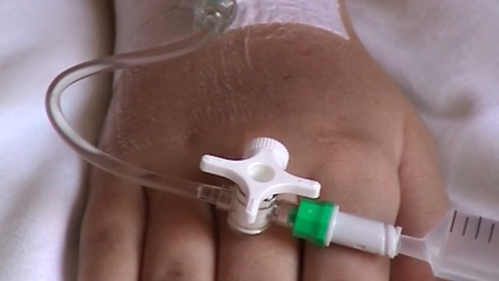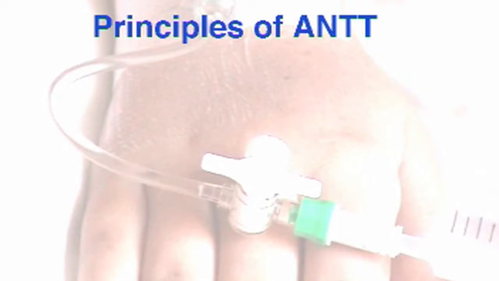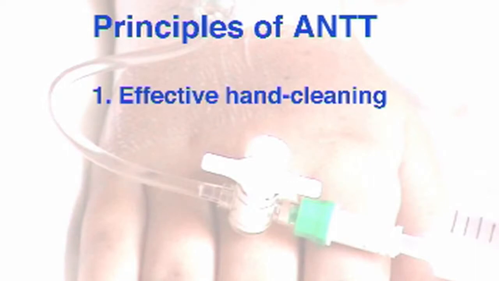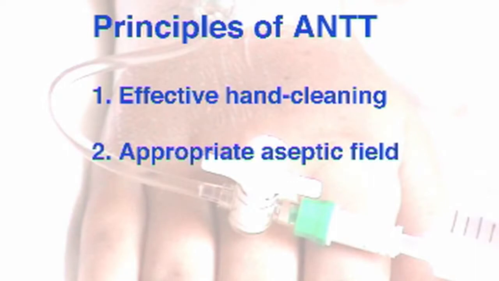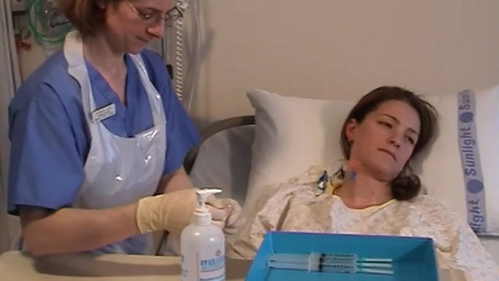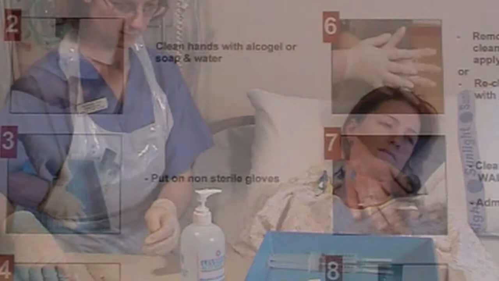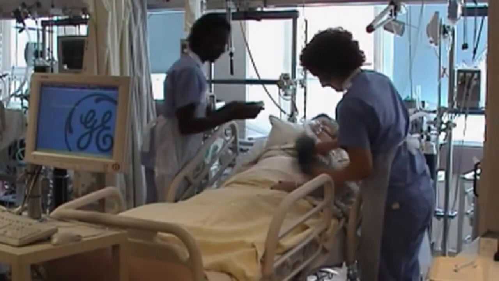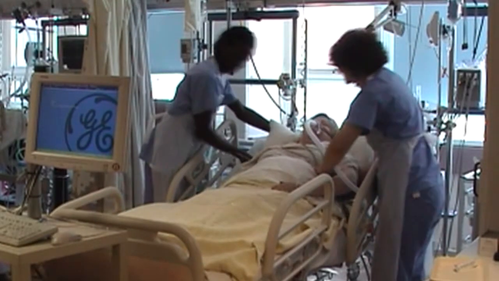It's that simple. In summary, any ANTT guideline must be based upon the following 3 components. 1. Effective hand washing. 2. An appropriate aseptic field. 3. Key part protection by a non-touch technique. By utilising these factors in a prescribed way, the ANTT clinical guideline provides a logical and standardised approach to aseptic technique. Thank you for watching this training video.